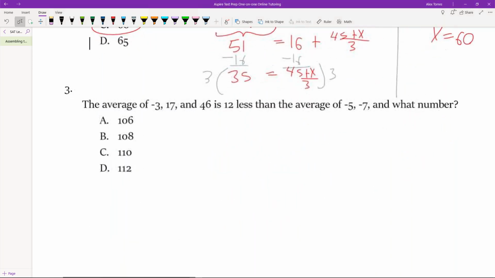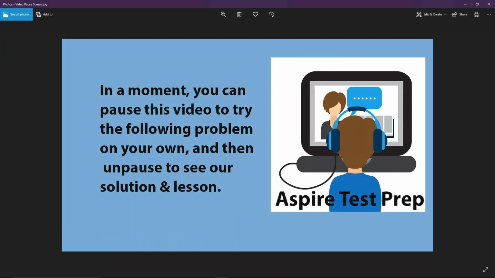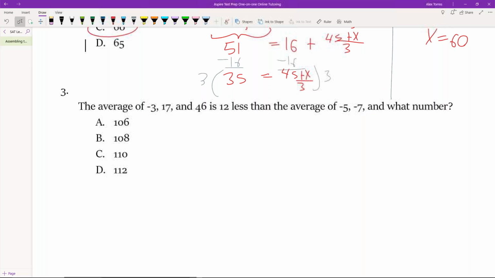So we're going to our next problem. And here's our little reminder to go ahead and pause the screen on this question so that you can try it yourself.